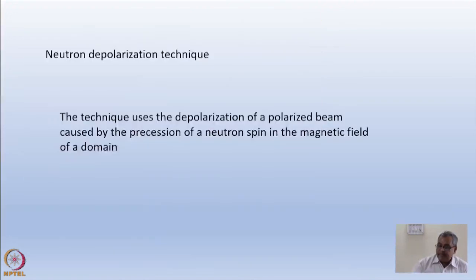So I will just briefly mention here, to complete the magnetization measurements, there is one more tool known as the neutron depolarization technique. The neutron depolarization technique depends on precession of a polarized neutron beam around a field in the sample, or rather the field in a domain. I'll try to explain this simply, but this is a transmission measurement. So here I do use a polarized neutron beam.